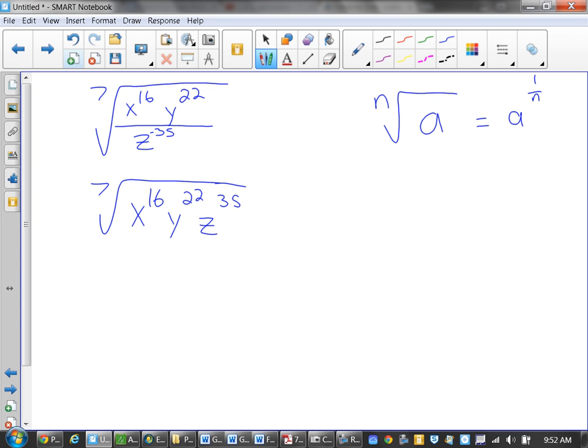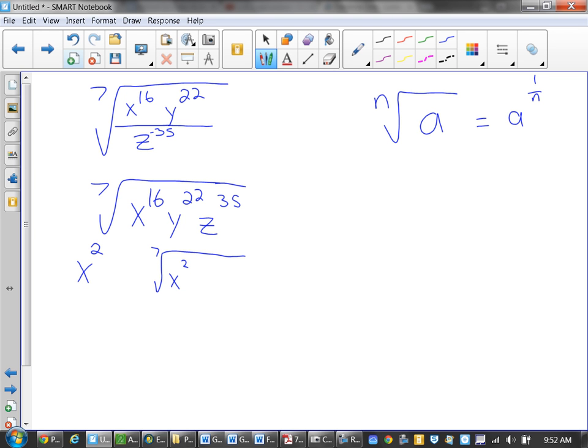So 7 goes into 16 twice, with 2 left over. So 2 can come out, and 2 have to stay in because there's still a remainder. You okay with that? Yeah. So there's still going to be a 7th root here.